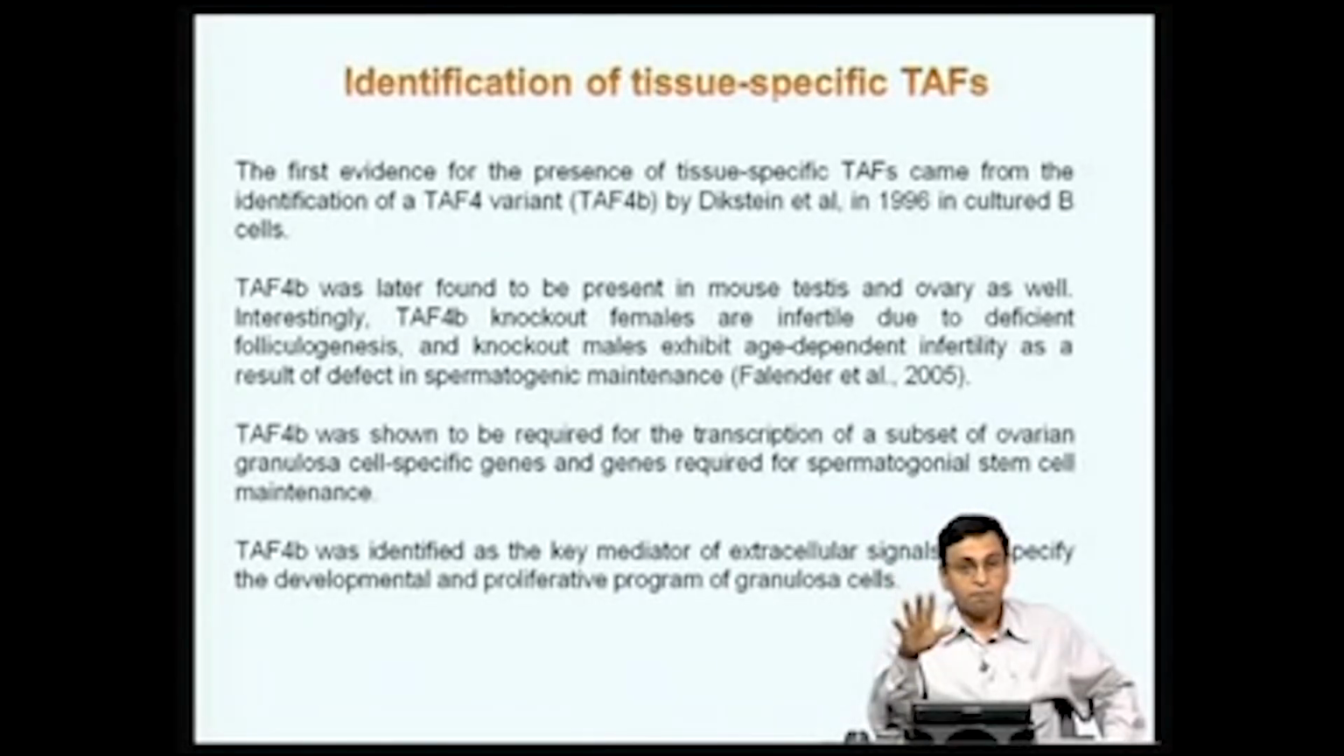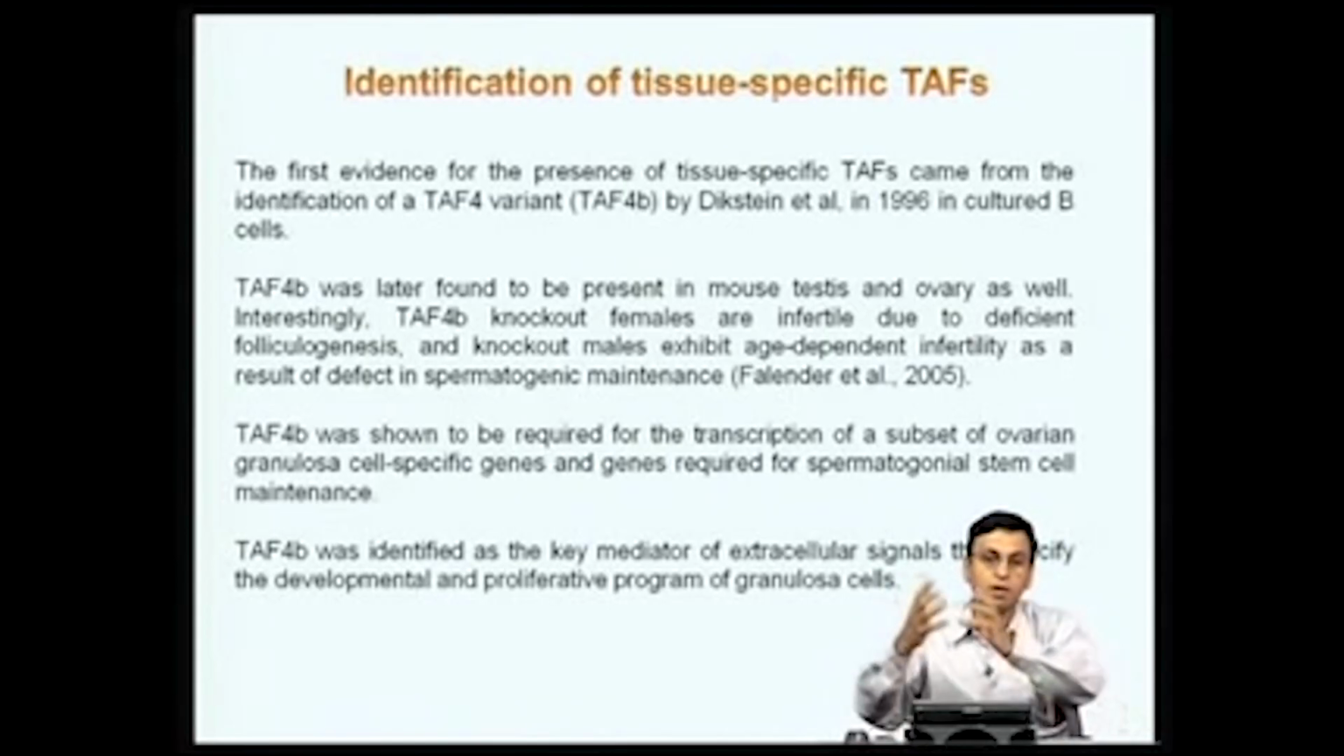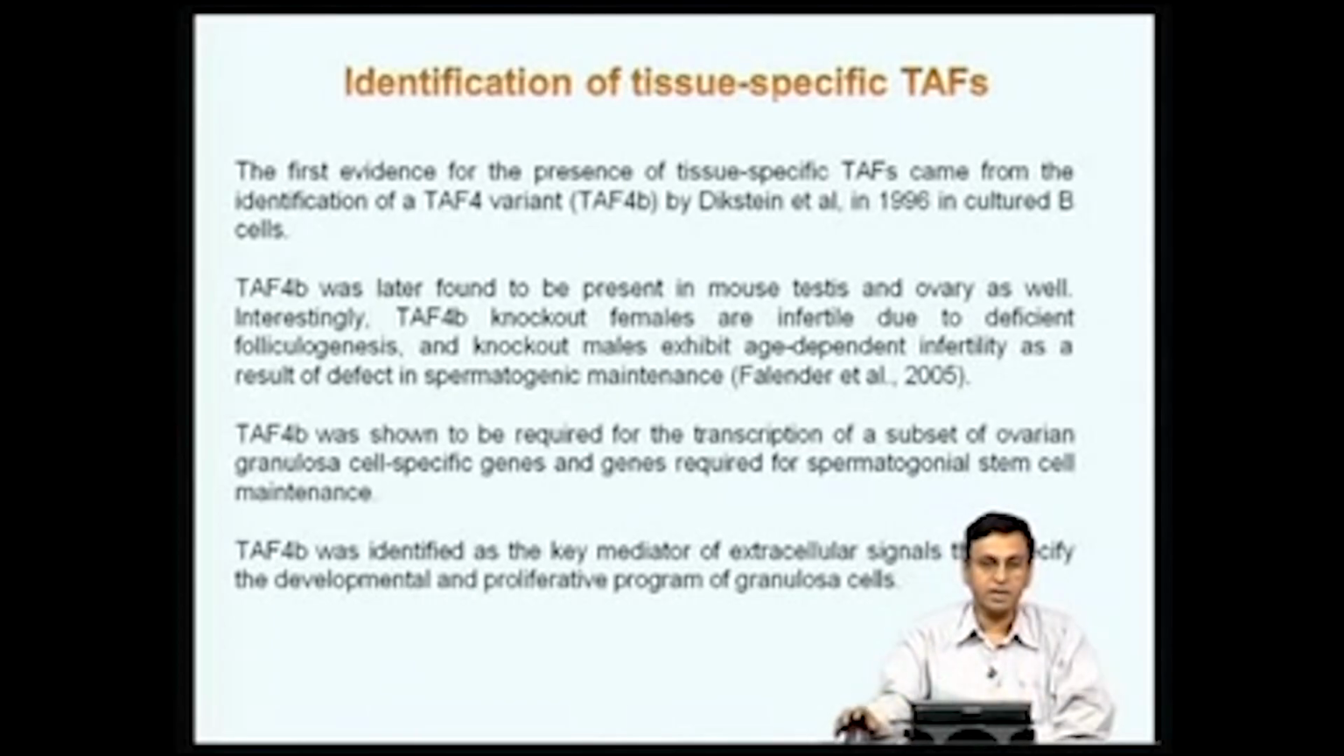So, you can see this was never foreseen before. People thought that all the TAFs are the same and their job is to assist in forming a TFIID complex and assist general transcription activator proteins to bind and activate transcription. But once they started identifying cell and tissue specific TAFs, and these TAFs seem to be involved in regulation of a specific set of genes. So, specific regulation of specific genes seems to be brought about by the expression of specific TAFs in specific tissues.